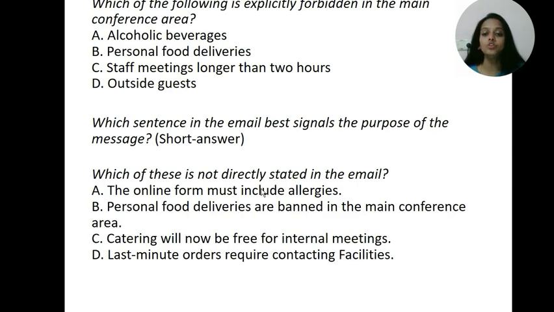And which of these is not directly stated in the email? There are four options given here, and the right option is option C. Catering will now be free for internal meetings. If you see here, this is wrong. The email does not say anything about catering being free. The email only gives procedural instructions. So this choice adds unsupported information and it's incorrect.